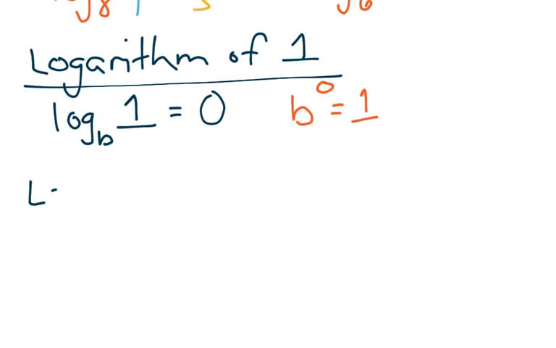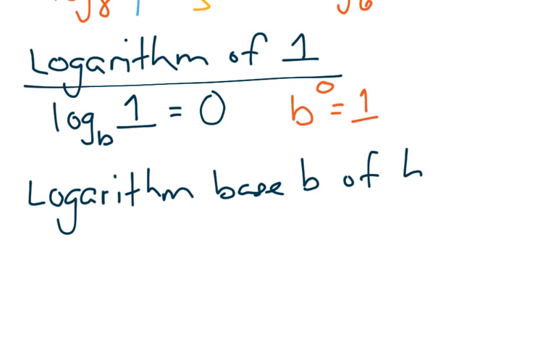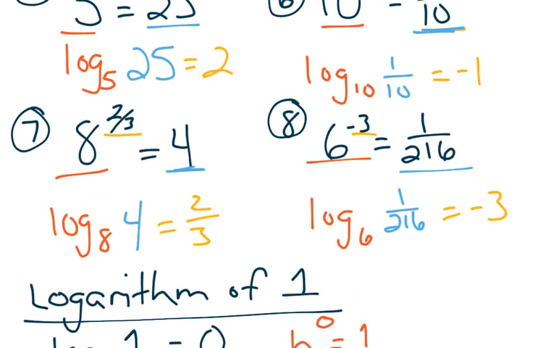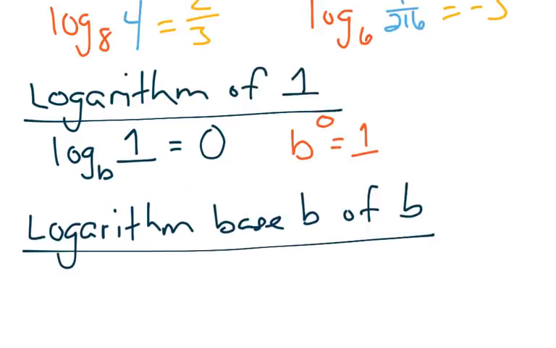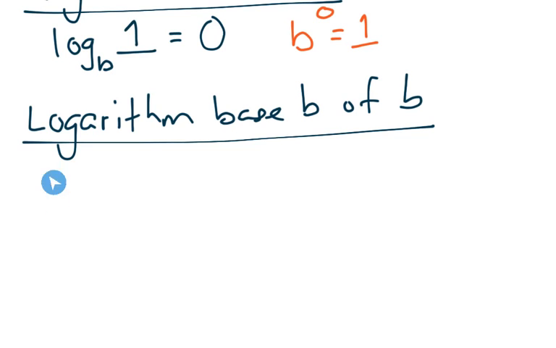The other special logarithm I want to talk about is the logarithm base b of b. We saw an example with that, example number 3, log base 12 of 12. So these two numbers are going to be the same. That's what this special property is discussing. So we got the log base b of b. Anytime you have log base b of b, your answer is going to be 1.